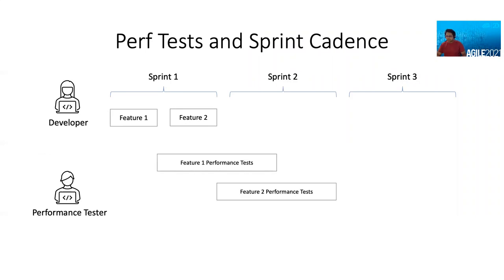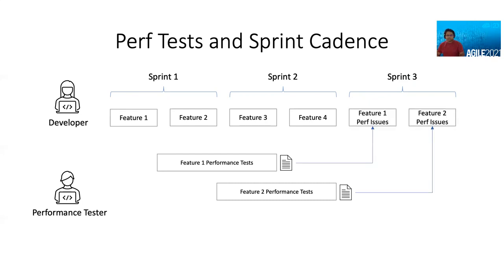Now, at this point, we hand that also over to the perf tester, move into sprint two, and we start with feature three. By this time, perf tester comes back saying, hey, I identified that feature one is not as per the expected KPIs for perf requirements. The issues are there, but we cannot really look into it because we committed to 2 points velocity, and then we finish feature number four. And by then, perf tester has identified more issues. And by the time we are into sprint three, we are only fixing performance issues from sprint one and doing performance testing for sprint two.